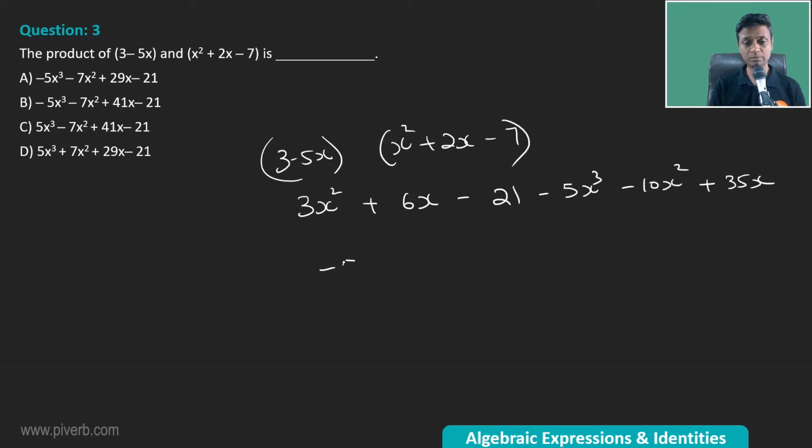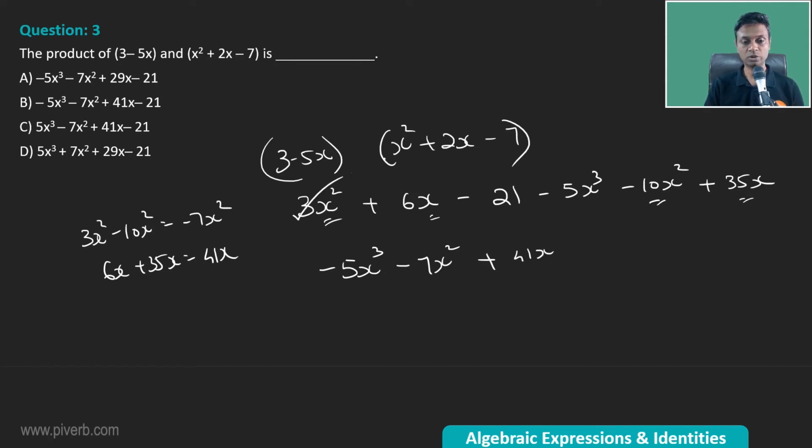So the highest power is x cube. Is only one term, minus 5x cube. And then there is x square. X square is there in two terms, plus 3x square minus 10x square. 3x square minus 10x square is minus 7x square. Then we have an x term which has 6 and 35: plus 6x plus 35x, which is 41x.